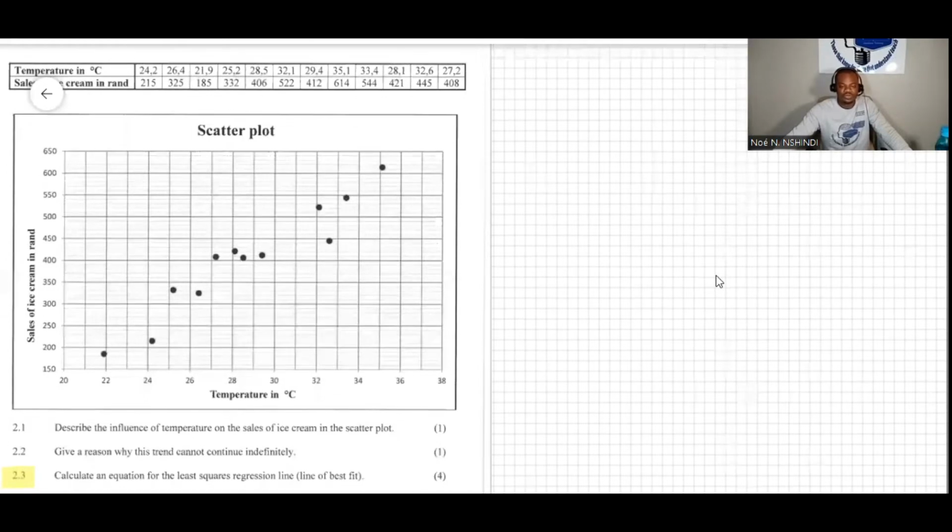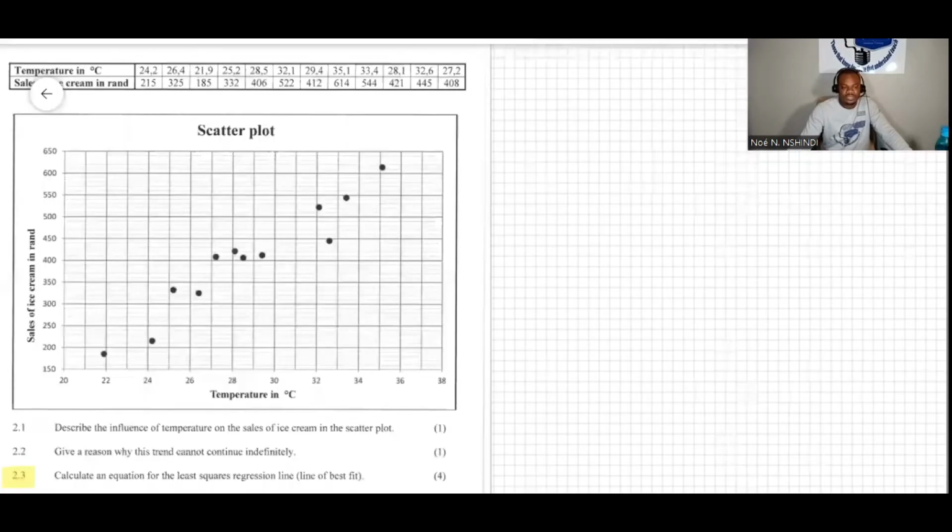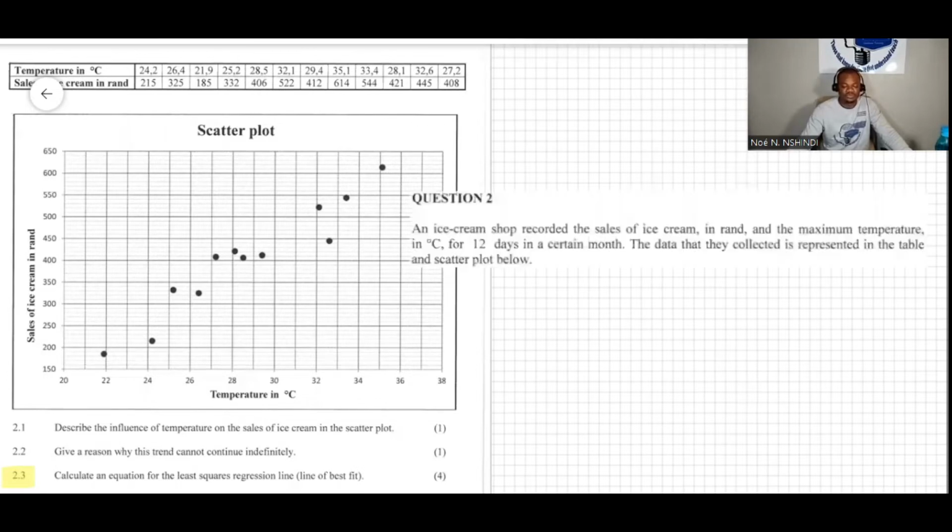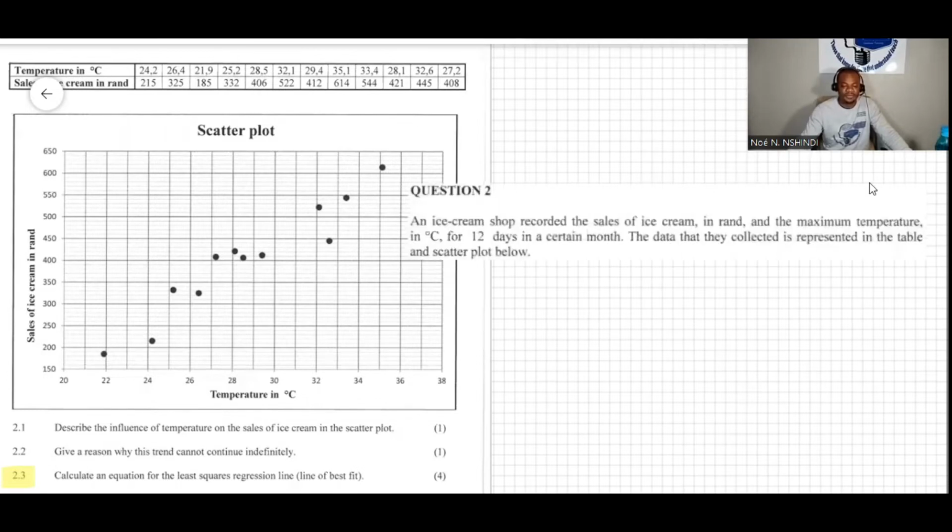Now we're going to do question 2.3. The question says, calculate an equation for the least squares regression line, so the line of best fit. Okay, I'm going to write the main question here, question 2 over there. And then this is what we know: we need to find the line of best fit.